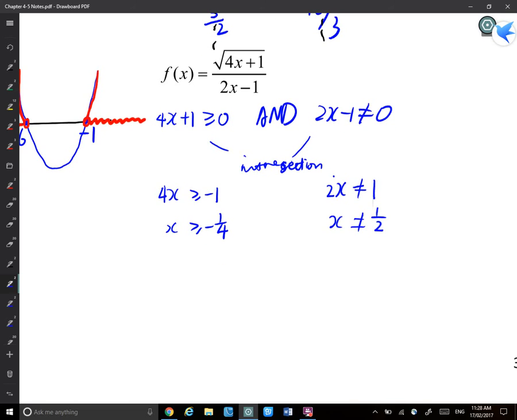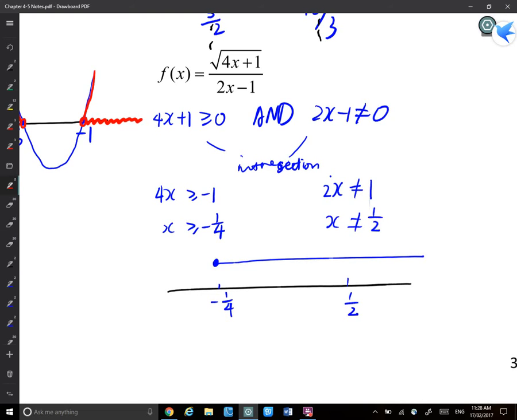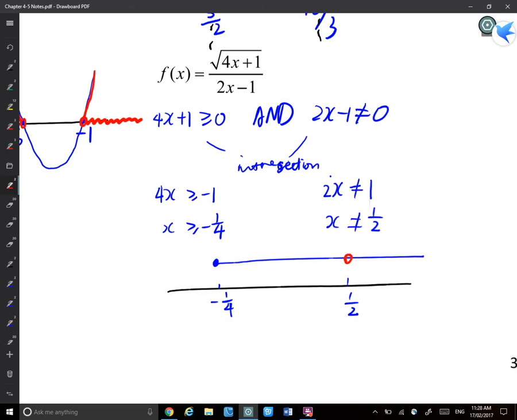Okay, so let's think about what this looks like. That's two sets, right? I have -1/4 and we have a half here. So greater than or equal to -1/4 will be everything here, but not including a half. The half is included in this set, so I will have an open circle here. I don't have that value. Okay, that's how this graph looks.